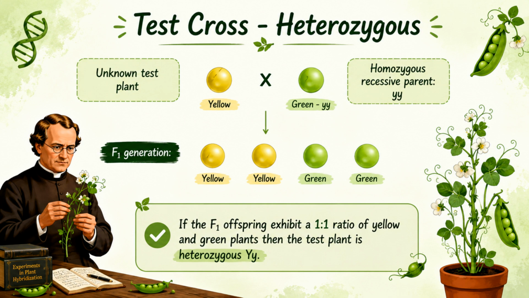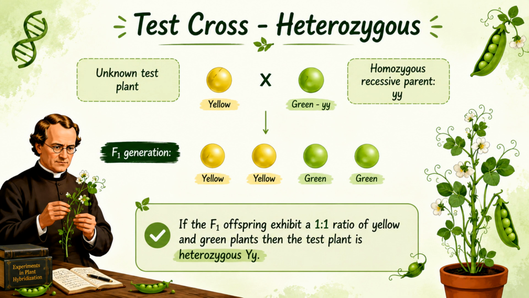This time, the F1 generation contains both yellow and green offspring. Out of 4 offspring, 2 are yellow and 2 are green. This gives a ratio of 1 yellow to 1 green. Now think about it. If the unknown plant were homozygous dominant, all offspring should have been yellow, but green offspring are also appearing. This means the unknown plant must be carrying a recessive factor along with the dominant factor. Therefore, the unknown yellow plant is not homozygous dominant. It is heterozygous, Yy. Check.